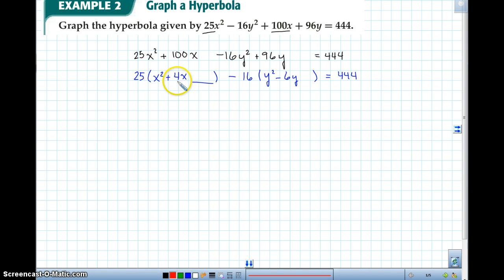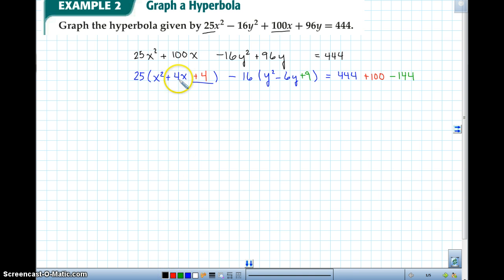So half of 4 is 2, and 2 squared is 4. So I'm going to add 4 there, which means I need to add 4 times 25. So it's going to be plus 100. And then half of negative 6 is negative 3, and negative 3 squared is 9, so I'm going to add 9 here. Negative 16 times 9 is negative 144, so minus 144.